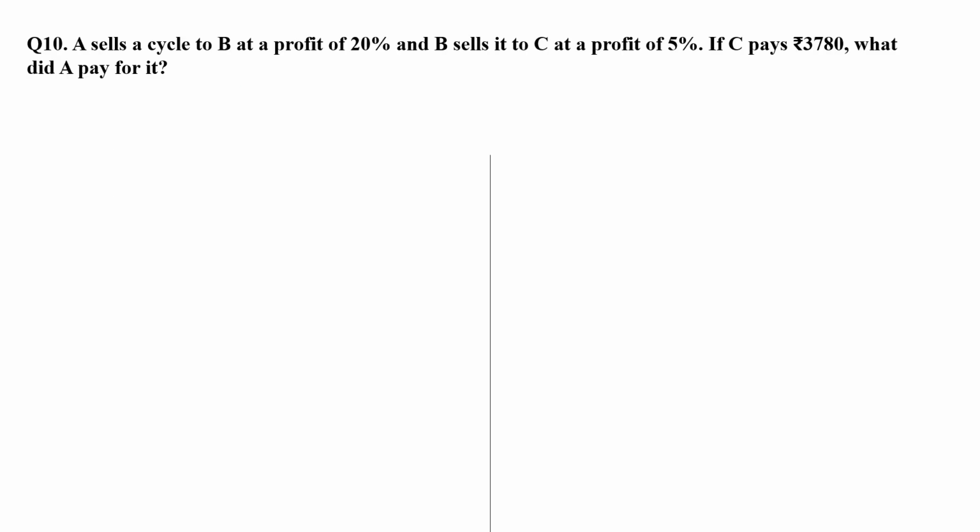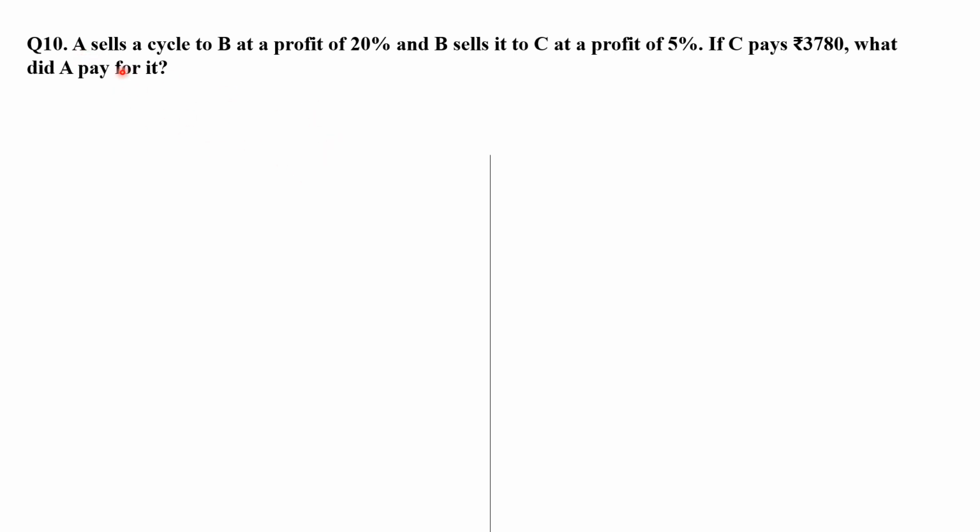Clear? Question number 10. A sells a cycle to B at a profit of 20% and B sells it to C at a profit of 5%. If C pays 3,780 rupees, what did A pay for it? Isn't it? So what you have to find? You have to find the cost price of A. Okay. So let's try to picturize what is given in the question.